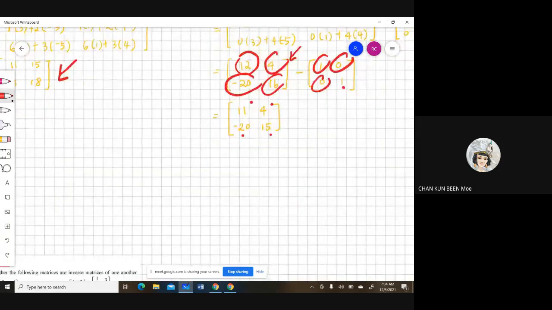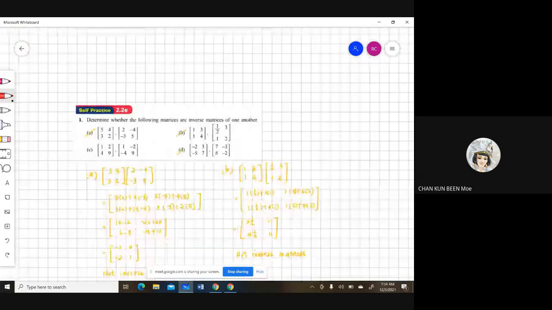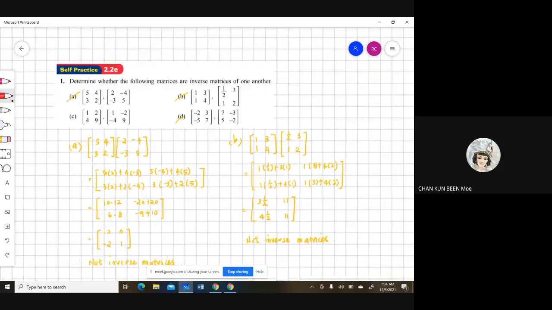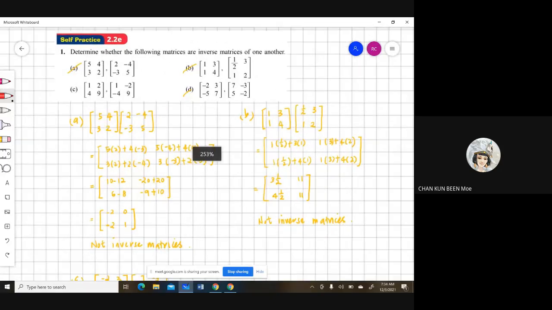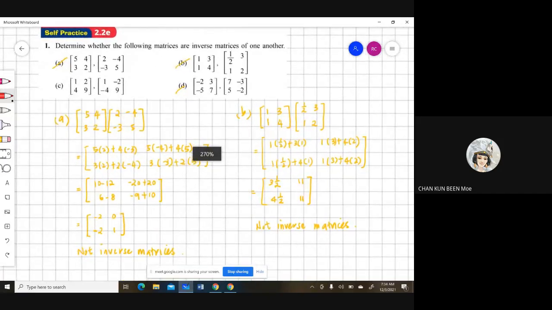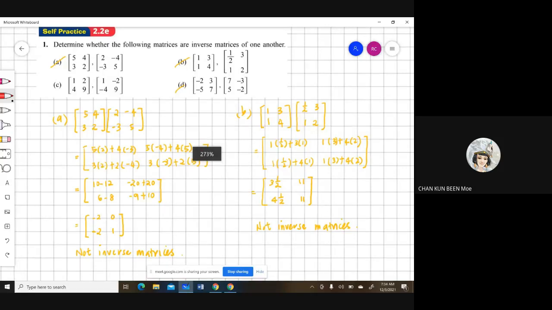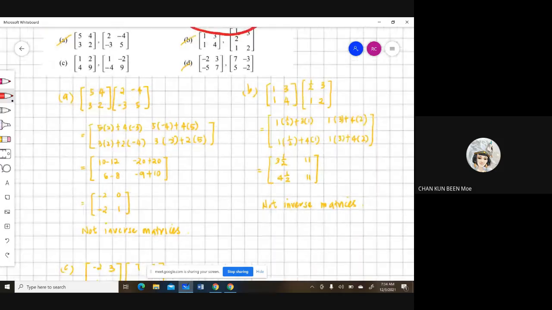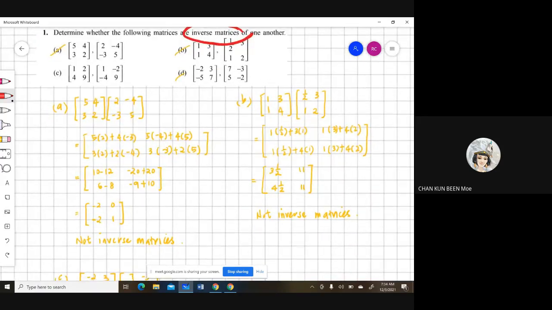So we move forward to self-practice 2.2e. In self-practice 2.2e here, I asked you to do question number 1, A, B, and D only. So we look at A first. They ask you to determine whether the following matrices are inverse matrices of one another. If they are the inverse matrices, so you will know how to determine the inverse matrix. It must be an identity matrix, right? Okay, so let's see here.